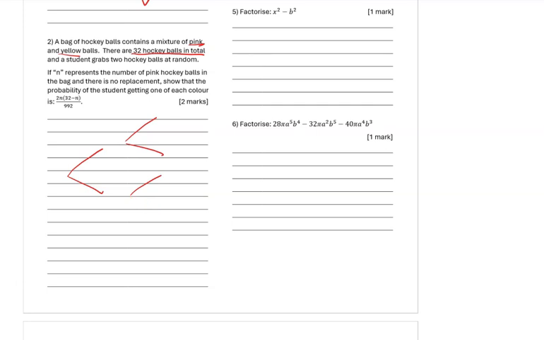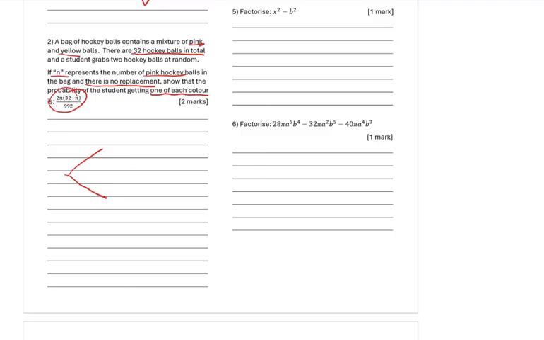We've been told N represents the probability of a pink hockey ball, and there is no replacement, so they've taken it out and they don't put it back. Show that the probability of a student getting one of each color is this here. Gosh, this looks like a bit of a messy question. So let's start by drawing the tree, which I deleted, but I'll need it back anyway.